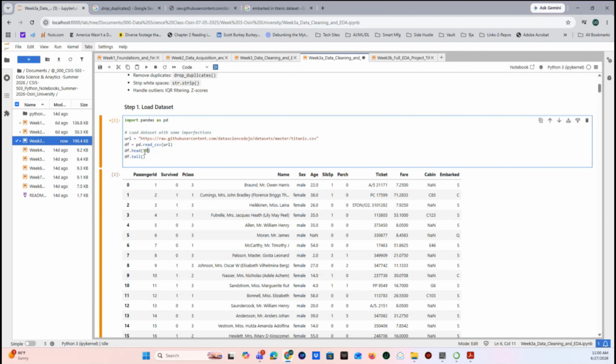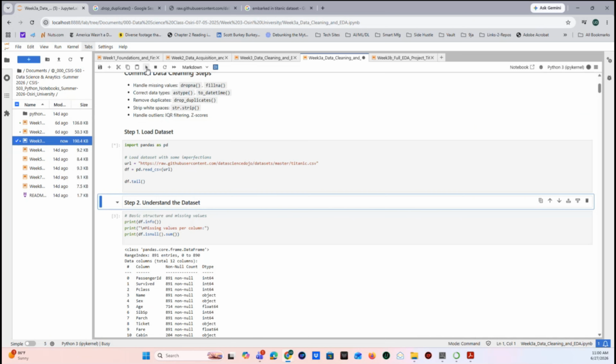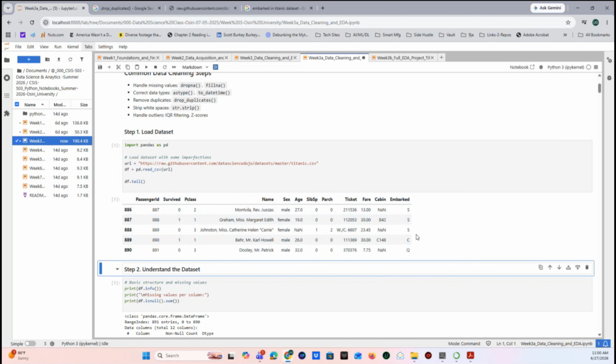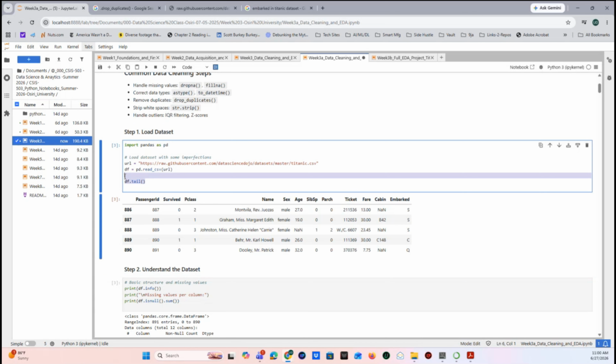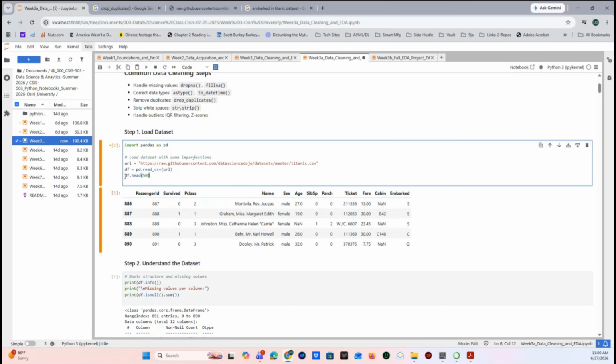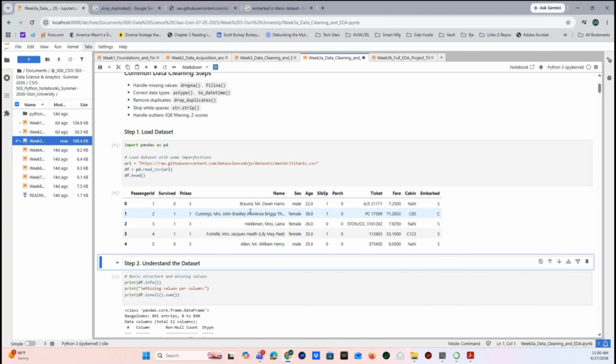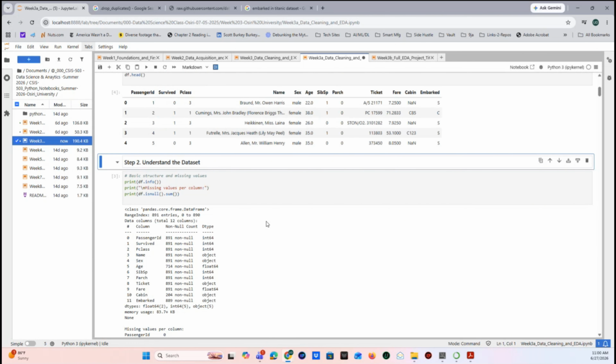Let me just remove this temporarily and then run this. So that's the lower part of that data. That's how you get your tail, right? Let me remove the 50. Let's go with our normal 5. So I run this and I still have my 5.